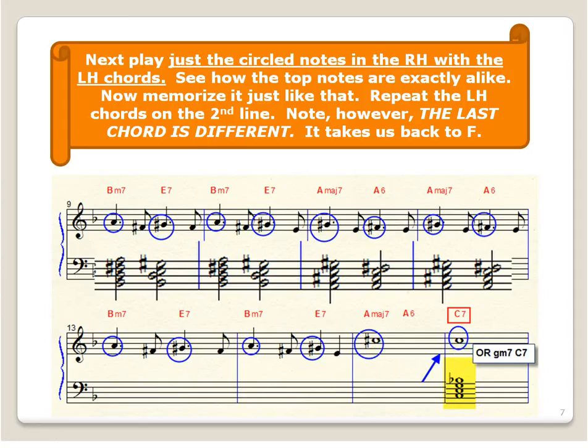You also could do, instead of just a C7, you could come back to your G minor C7 because you're going back to F there. So I'm going to do that again, but this time I'm going to play the G minor C7 on the last measure.